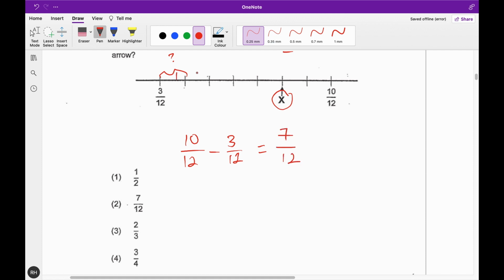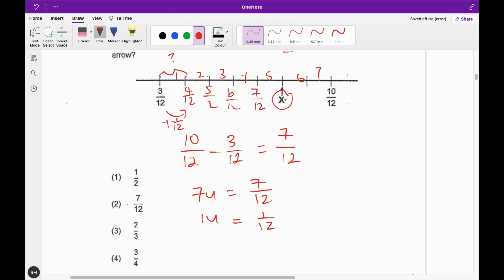Okay, so how many spacing do we have? 1, 2, 3, 4, 5, 6, 7. Okay, so we have 7 spacing. So we know 7 units is also equals to 7 out of 12. 1 unit would then be equals to 1 out of 12. So we have 0 plus 1 out of 12 for each line that we move. So plus 1 out of 12 plus 1 out of 12 will be 4 out of 12, 5 out of 12, 6 out of 12, 7 out of 12. X would be 8 out of 12.